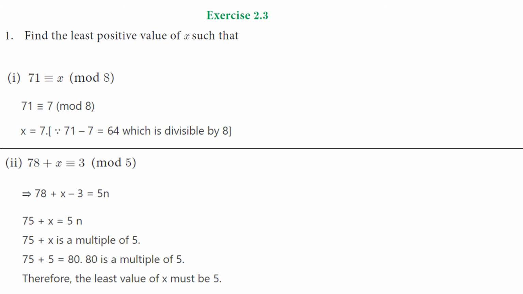Next, 78 plus x congruent 3 mod 5. So here 78 plus x, bringing 3 to this side, minus 3 equals 5n for some integer n. So 78 minus 3 is 75, plus x equals 5n. That means 75 plus x equals a multiple of 5. So 75 plus 5 equals 80, and 80 is a multiple of 5. Therefore the least value of x is 5.